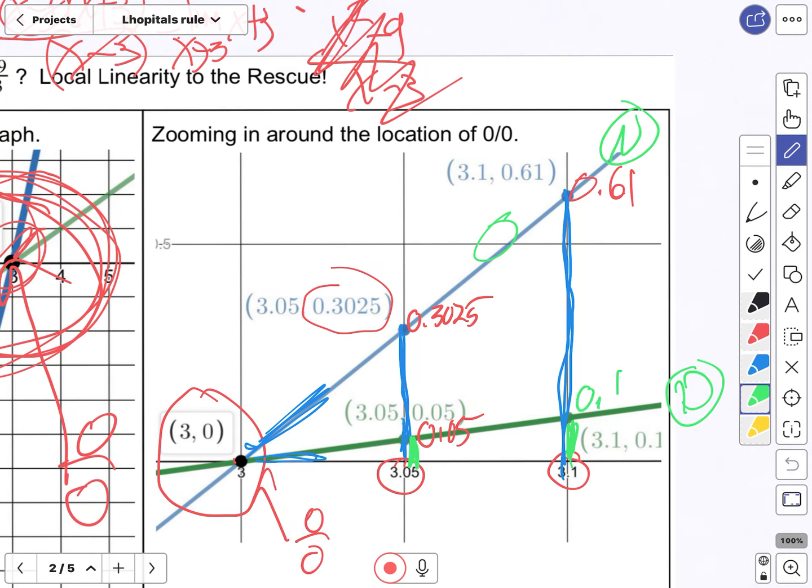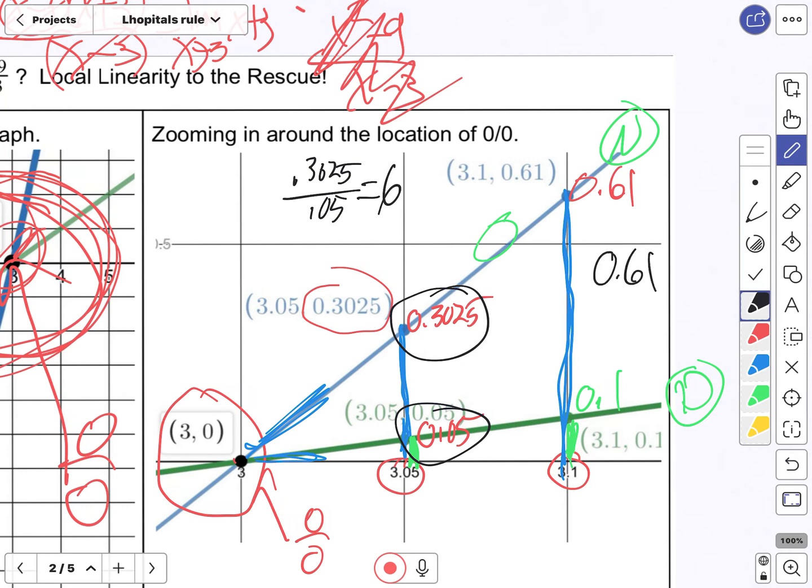Since they're linear, or at least locally they're linear, I can take that y value and divide by that y value, which is the same thing as dividing the slopes. What do I get? 0.3025 over 0.05 is about 6. And this one here, 0.61 divided by 0.1, is about 6 again.